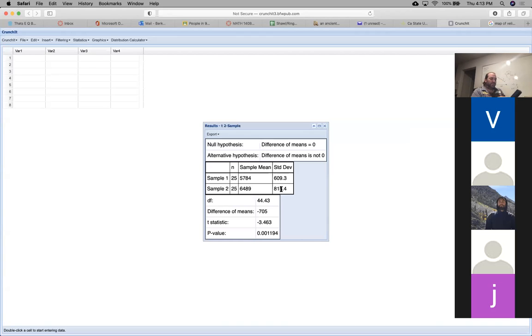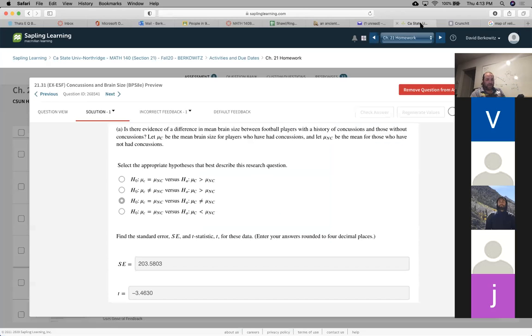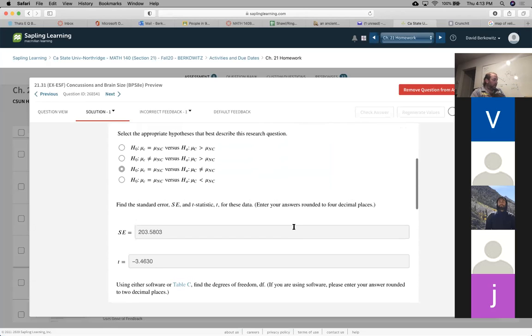All right, so let's make sure we get the right answer. 609.3 squared over 25 plus 815.4 squared over 25. Then square root them: 203.5803. Boom. Make sense?